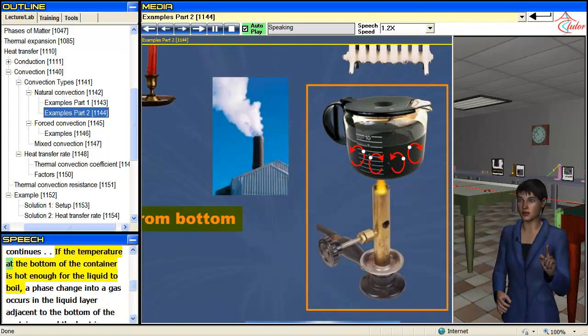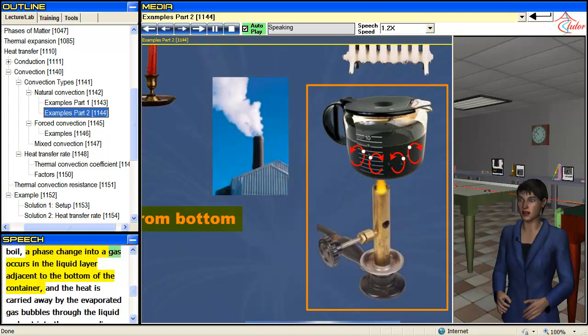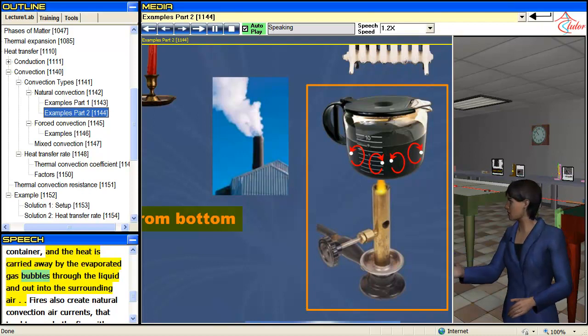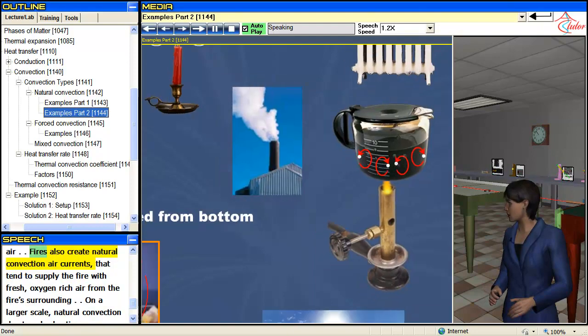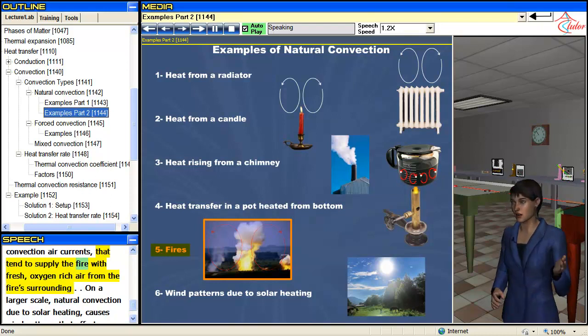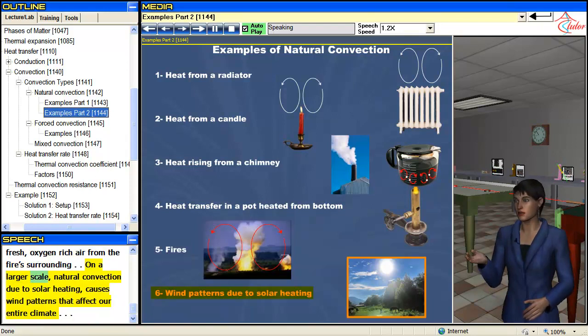If the temperature at the bottom of the container is hot enough for the liquid to boil, a phase change into a gas occurs in the liquid layer adjacent to the bottom of the container, and the heat is carried away by the evaporated gas bubbles through the liquid and out into the surrounding air. Fires also create natural convection air currents that tend to supply the fire with fresh, oxygen-rich air from the fire's surrounding. On a larger scale, natural convection due to solar heating causes wind patterns that affect our entire climate.